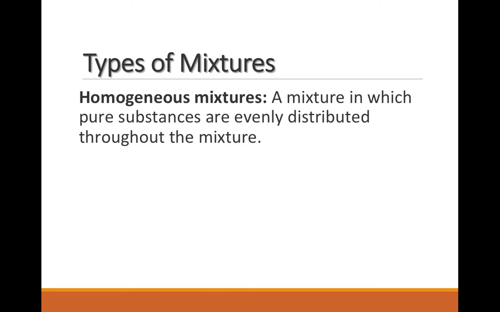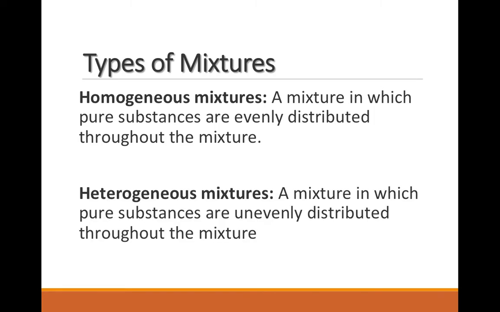A homogeneous mixture is a type of mixture in which pure substances are evenly distributed throughout the mixture. A heterogeneous mixture, however, is a mixture in which pure substances are unevenly distributed throughout the mixture, often resulting in a layering effect.